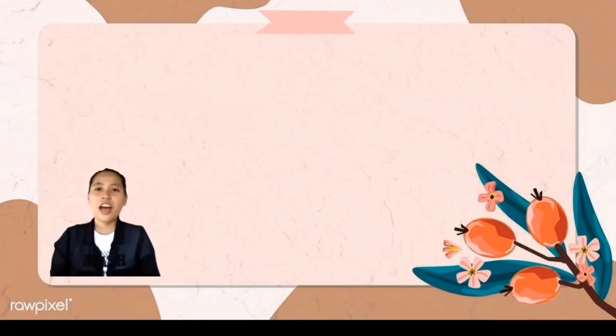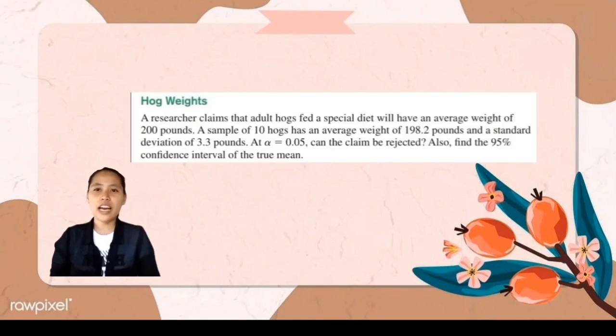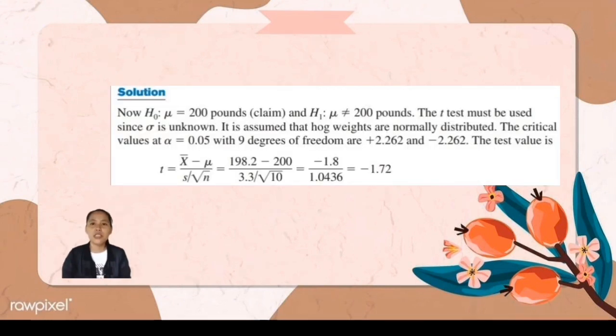Another example: a researcher claims that adult hogs fed a special diet will have an average weight of 200 pounds. A sample of 10 hogs has an average weight of 198.2 pounds and a standard deviation of 3.3 pounds. At alpha 0.05, can the claim be rejected? Also, find the 95% confidence interval of the true mean. The null hypothesis, which is the claim, is mean equal to 200 pounds and the alternative hypothesis is mu not equal to 200 pounds.